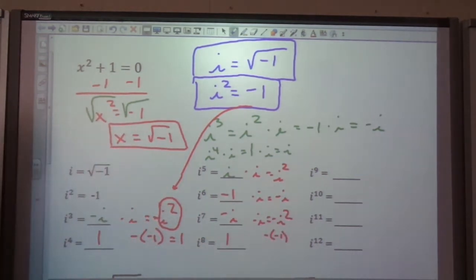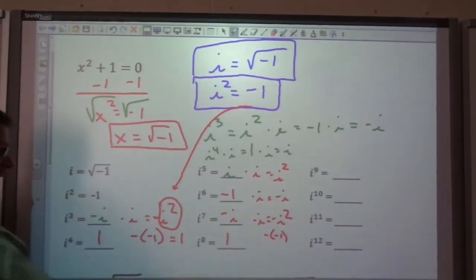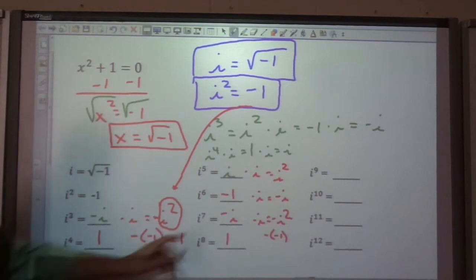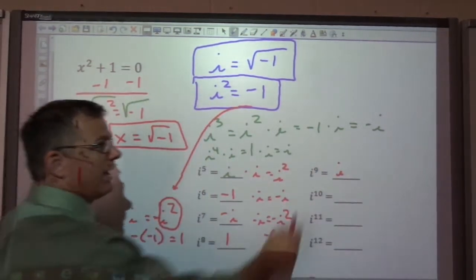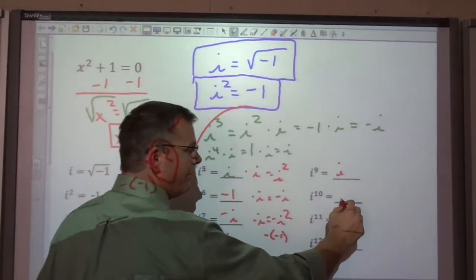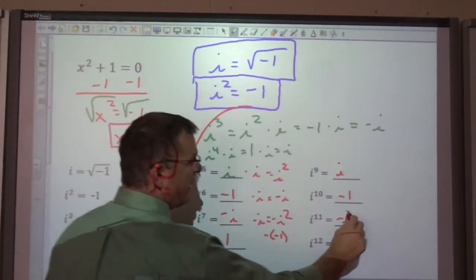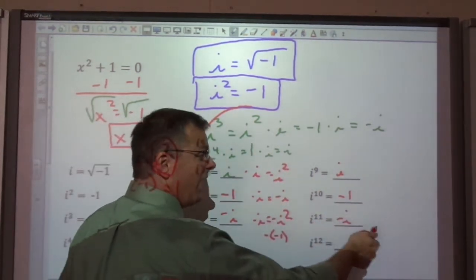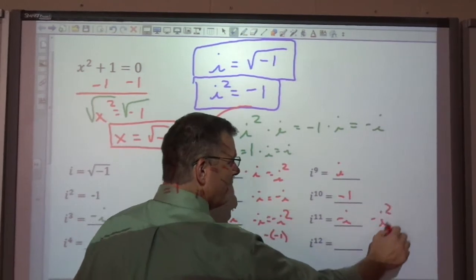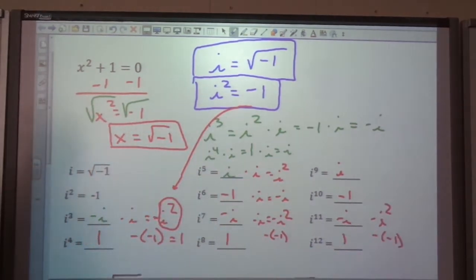And you see the pattern here. i, negative 1, negative i, 1. If I keep going, 1 times i is i. i times i would be i squared, which is negative 1. Negative 1 times another i is negative i. And negative i times another i is negative i squared, which is negative negative 1, which is 1. And so you see this pattern.